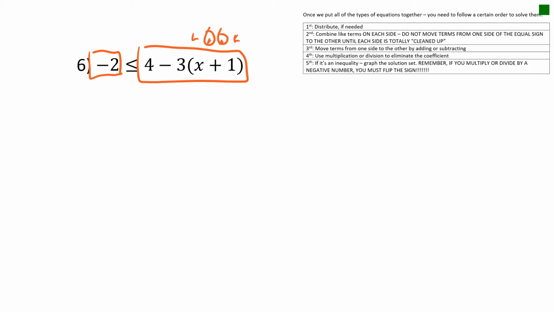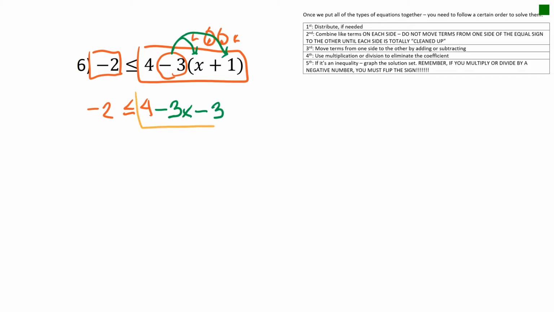This is where you're going to look because you see the distributive property. Bring down the negative 2. Bring down the less than or equal to. Bring down the 4. Distribute the negative 3. So negative 3 times x is negative 3x. Negative 3 times 1 is negative 3.